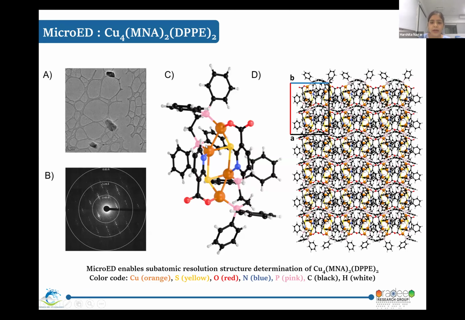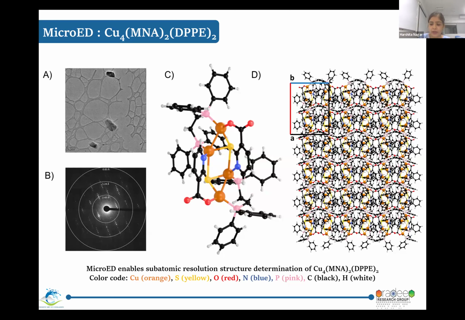And this is the micro-ED structure of the copper 4 MNA2 DPPE2 nanocluster, which has a copper 4 S2 core made up of 2 copper 2 units, where sulfur acts as a bridge. It has 2 types of copper atoms. One is pentacoordinated, connected with phosphorus, nitrogen, 2 types of sulfur and 1 copper. The other is tetracoordinated, connected to oxygen, phosphorus, 1 copper and 1 sulfur. So this is the overall micro-ED structure, and this is the 3x3x3 packing along the b axis. From here, we got the idea of how to use this technique to determine the structure of these nanoclusters.